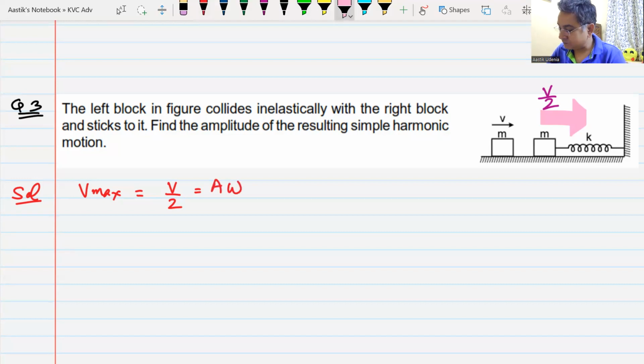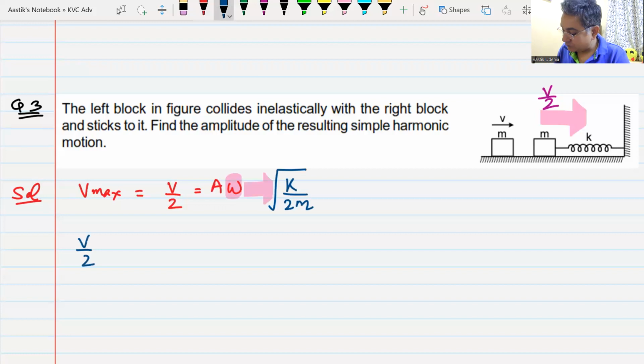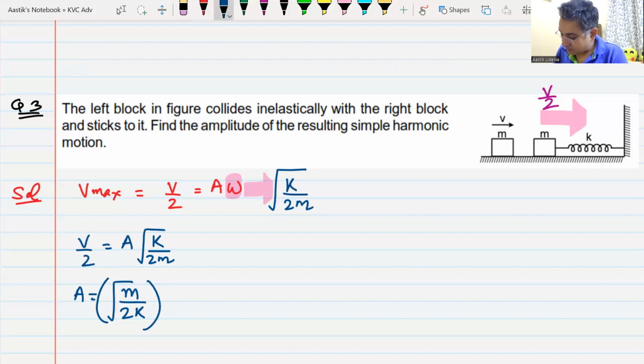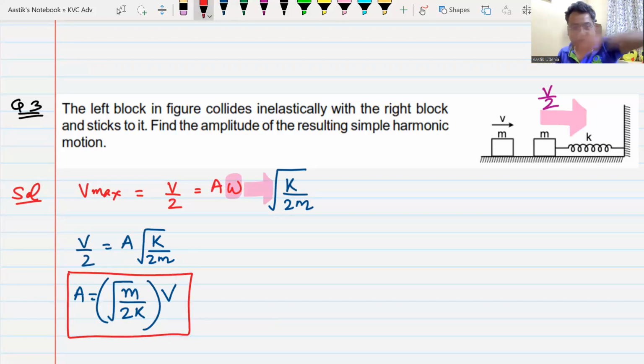How much is omega? Omega is k by 2m, or root over k by 2m? Root over k by 2m. That's it. So v by 2 is equal to a times root over k by 2m. From there you get the value of a: root of 2m by k multiplied by v... Do we understand this? Yes, sir. This is one way of doing it.